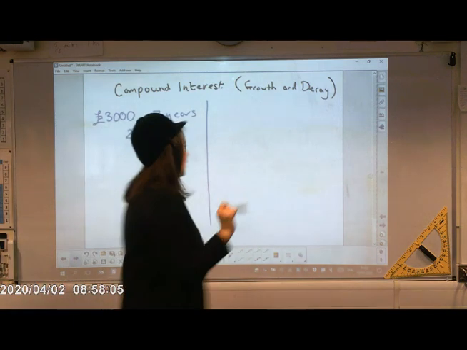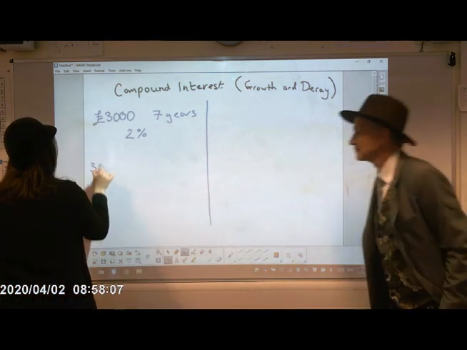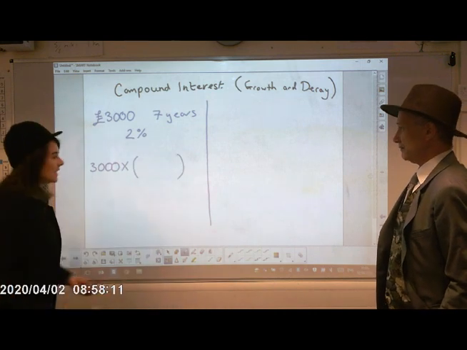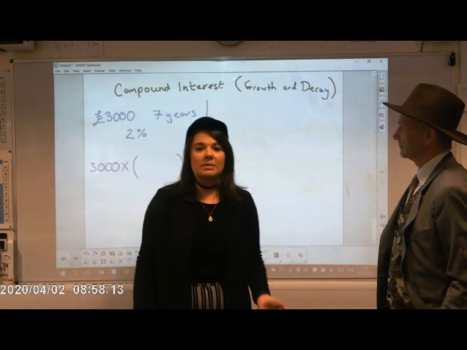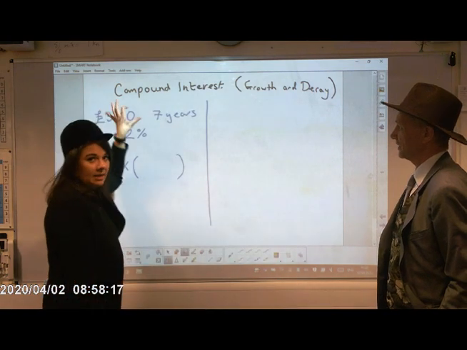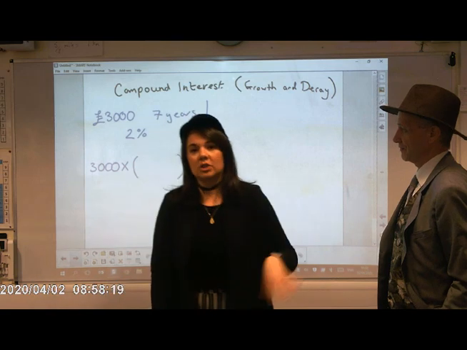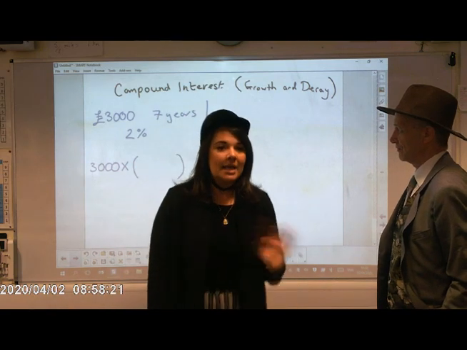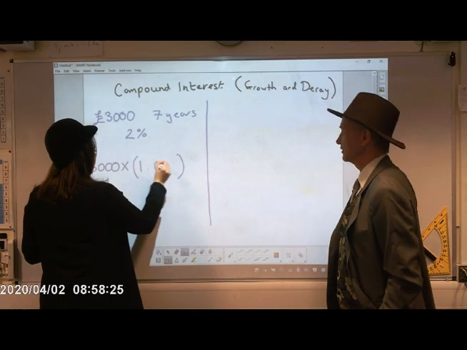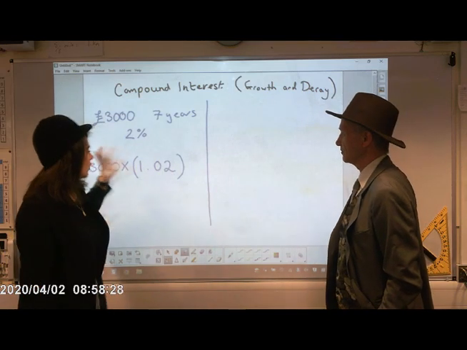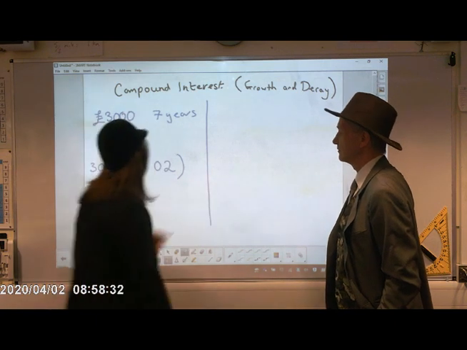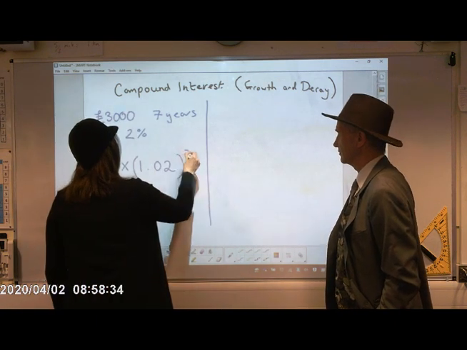So it's the amount I'm investing times by... Because it is a 2% increase, it's what you originally have, which is your 100%, plus your 2%, which is 102%. Now, 102% as a decimal is 1.02. So it's your 100% plus your 2%, so it's 1.02, and it's to the power of the number of years.